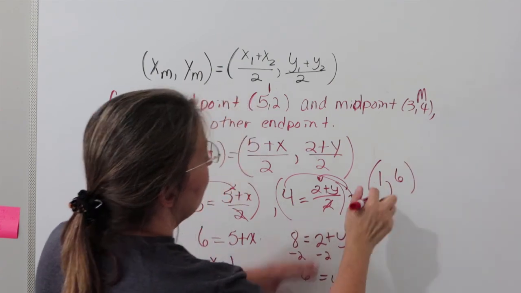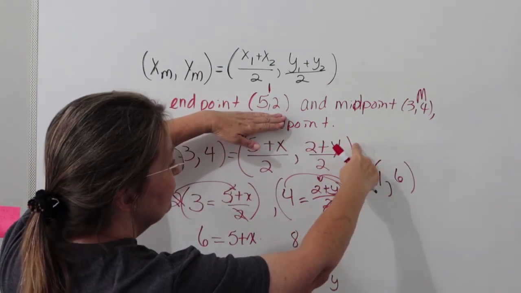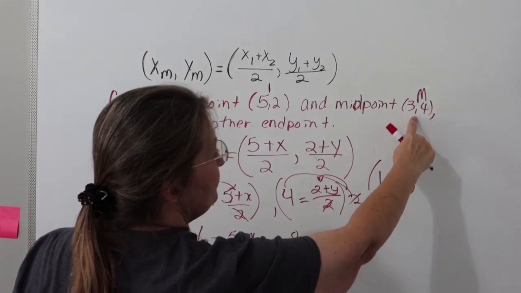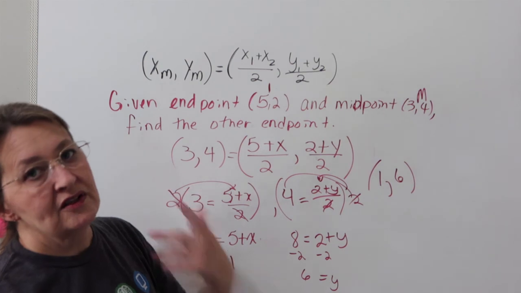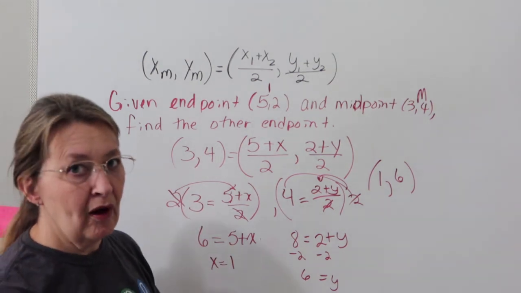coordinate 6. If you could graph 5, 2 and 1, 6, you would see that the point 3, 4 is right in the middle. So I hope this helps y'all solve those midpoint problems.